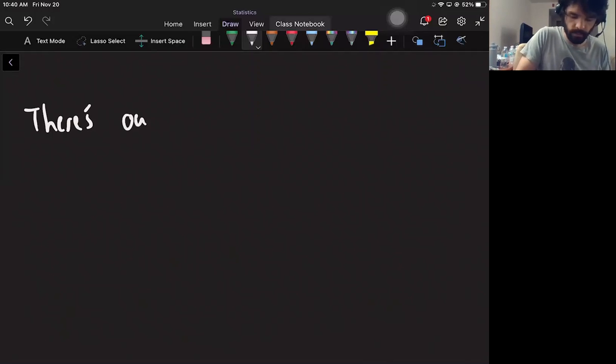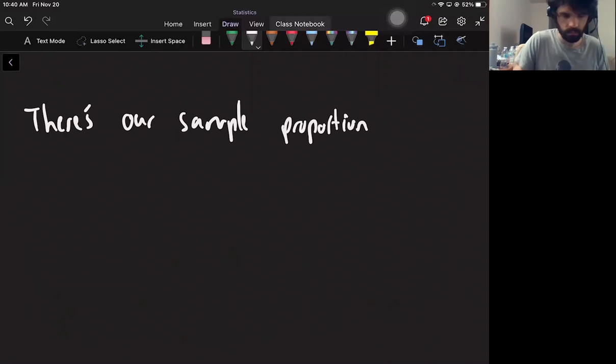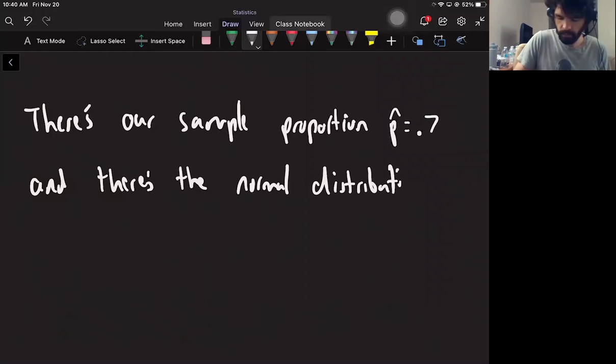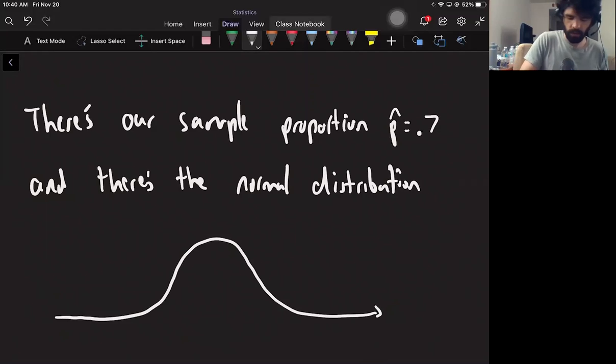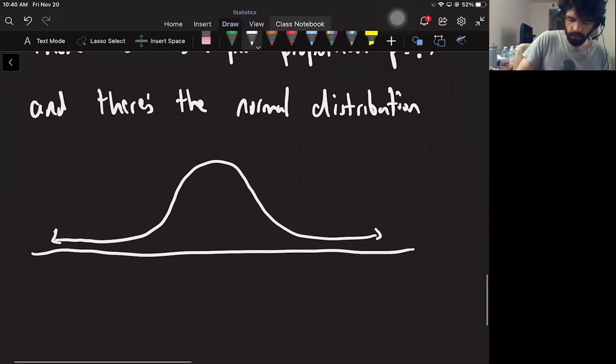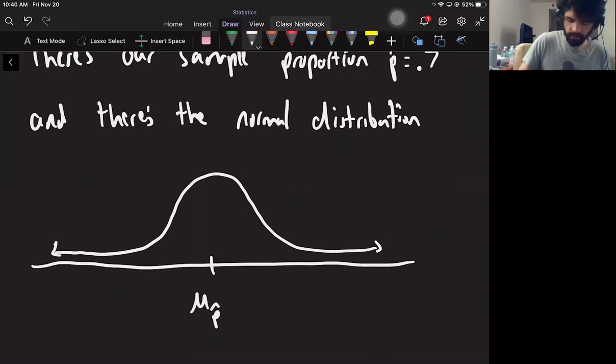So there's our sample proportion that we found, 0.7. And there's this normal distribution that we can still look at. But we don't know anything about it this time because we don't know the actual proportion. So the middle of this distribution is still this thing. But in previous problems, you would say, oh, well, that's just whatever the given proportion is. But now I don't know what that is.